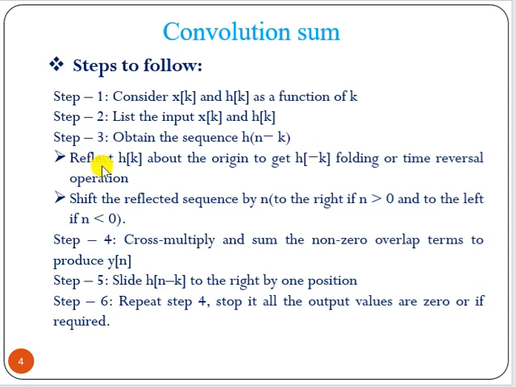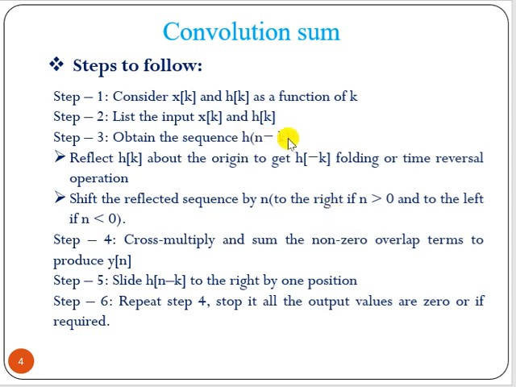That is, reflect h of k about the origin to get h of minus k. That is the time folding or time reversal operation. Now you have to shift the reflected sequence by n, that means h of n minus k. If n is greater than 0, it moves towards the right hand side, and it moves towards the left hand side if n is less than 0.